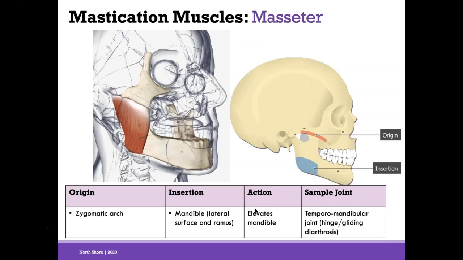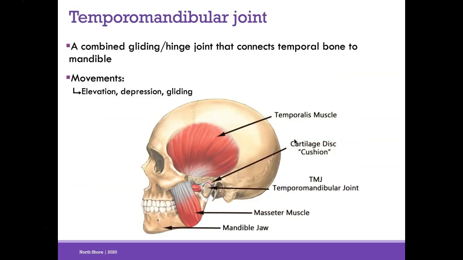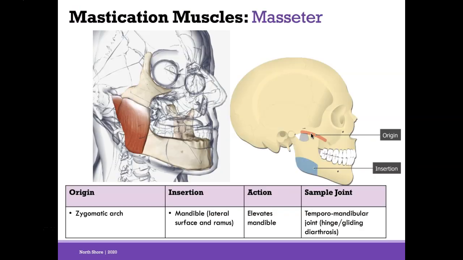So let's quickly talk about mastication muscles. So to chew, I want you to understand that the masseter is going to help us chew our food, and so it elevates the mandible. It brings our mandible up. And it does this at a special joint called the TMJ, or the temporomandibular joint. And I'll talk about this. I'm going to go back and forth from this slide.